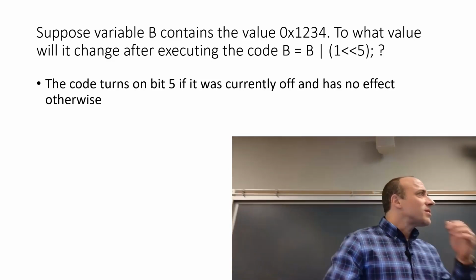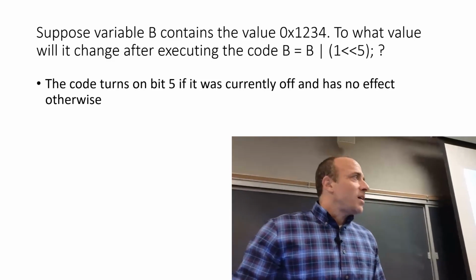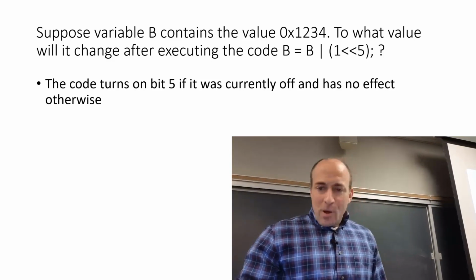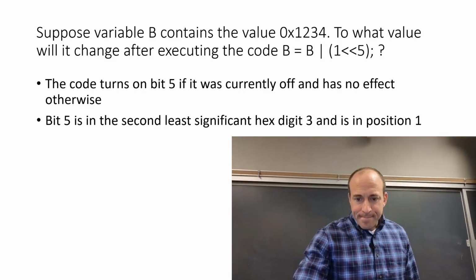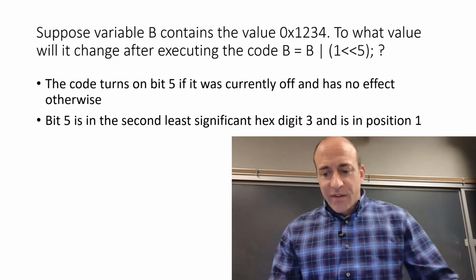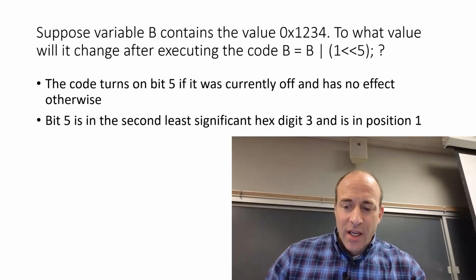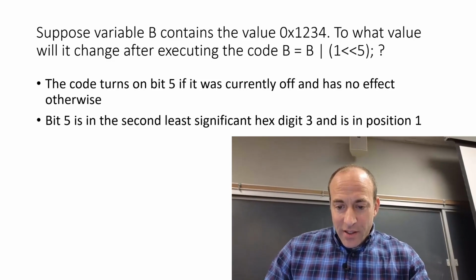Does it make sense? You guys follow that? Okay. Bit 5 is in the second least significant hex digit, 3, and is in position 1. Well, that's confusing.